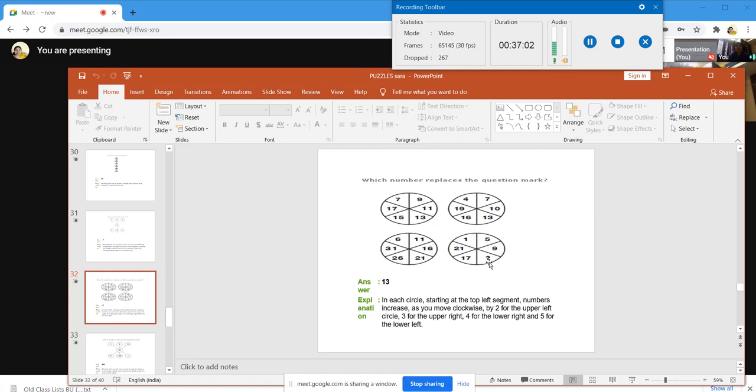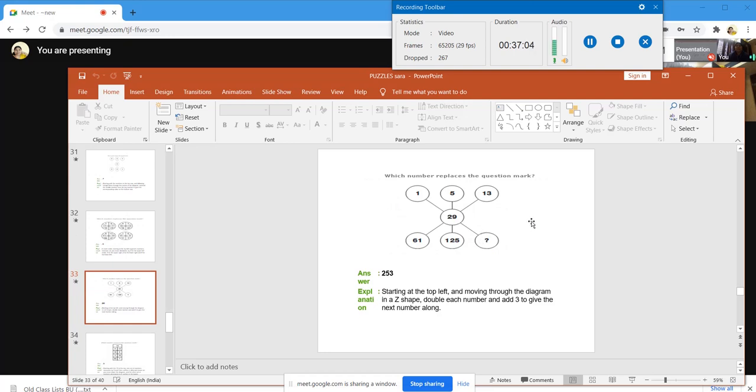13. It's very simple. Likewise, when you see this, you are seeing some bigger numbers when you go next in the Z line. You just see 1, 5, 13, 29, 61, 125. You could see that there is some multiplication. So 1, next 5, next 13. Above 5, two 5s are 10 plus 3. Likewise it goes on. Starting at the top left and moving through the diagram in a Z shape, double each number and add 3 to give the next number.